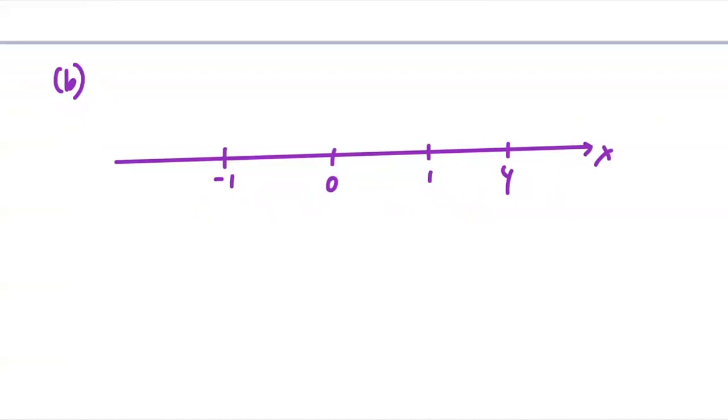Next, I'm going to write down whether the values are positive or negative. So it's a step-by-step process. You can see that from -infinity to -1, the values are negative. So I'll write down negative. From -1 to 0, the values are positive. So far, okay?